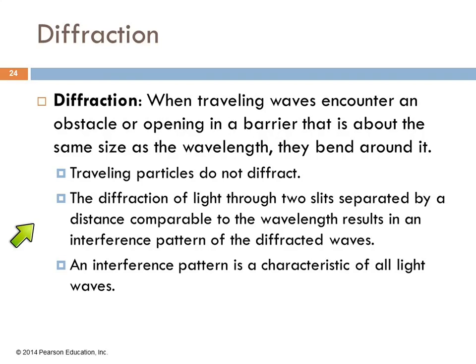The diffraction of light through two slits, separated by a distance comparable to the wavelength, can result in an interference pattern of those diffracted waves, and those interference patterns are characteristic of all light waves. Light waves do this, and waves on water do this as well.